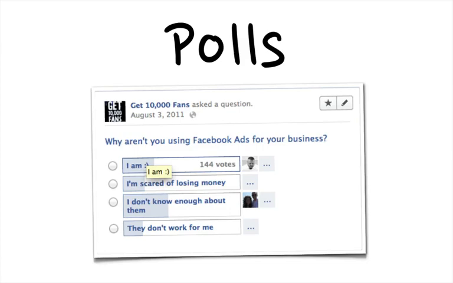As you can see right here, this has 144 votes. This top response of "I am" was clearly in second place to "I don't know enough about them," which probably had somewhere around 200 votes itself. Altogether we had over 500 votes on this poll specifically, because polls are just a very simple way for people to interact.